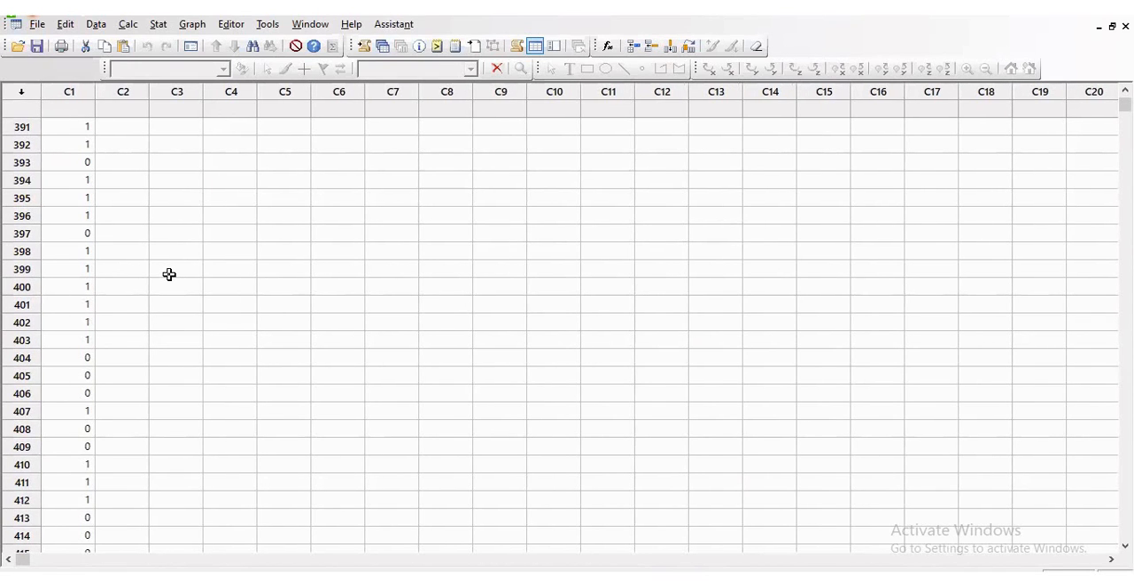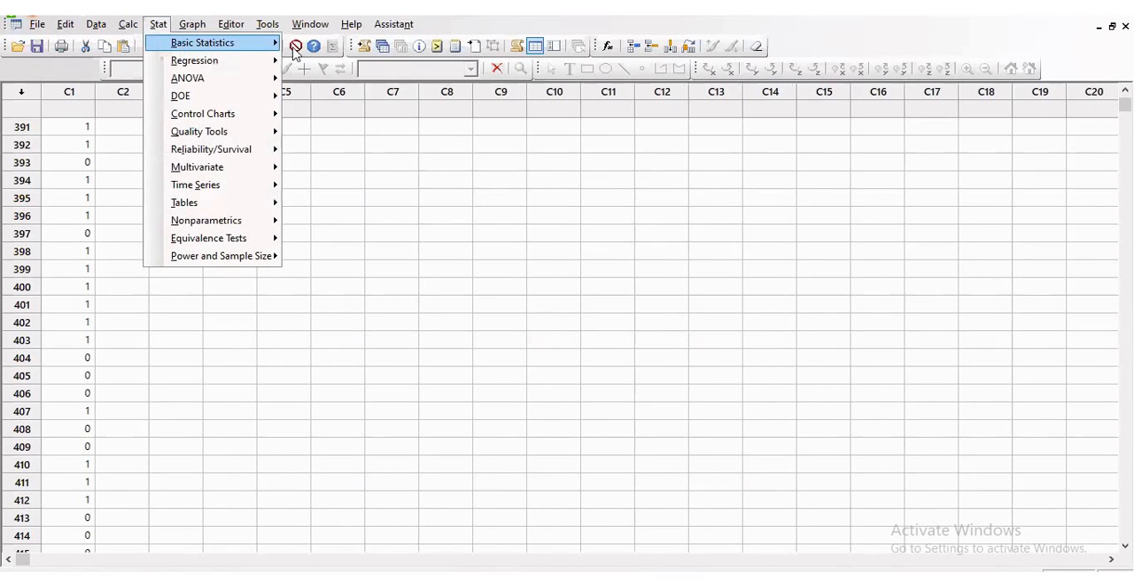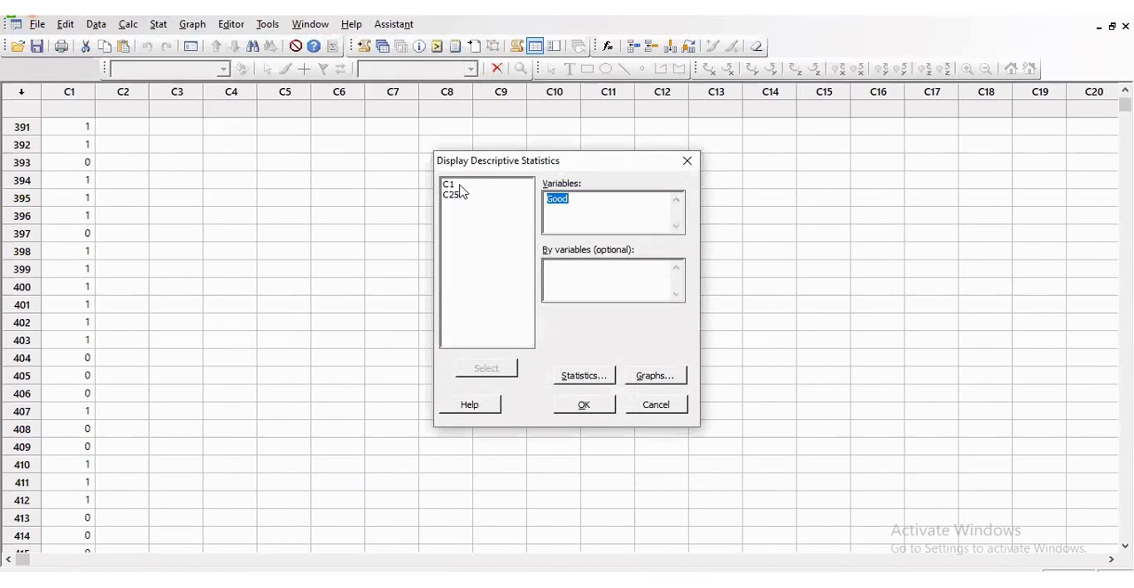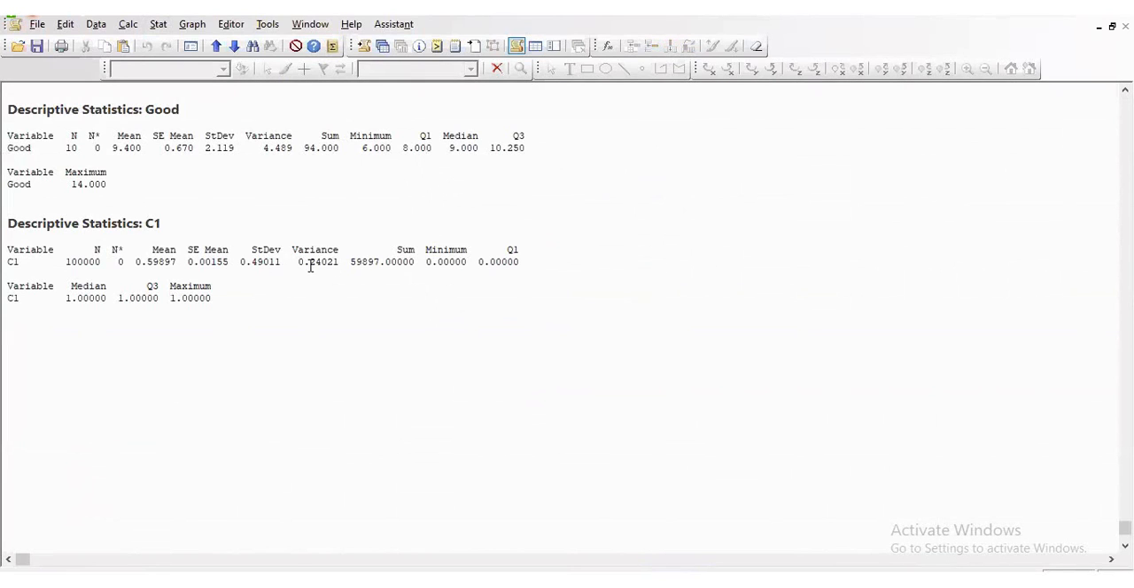So can I calculate the P from this? How am I going to calculate the P? Sum divided by total number. Sum of the total number of bolts. Yeah, it's not 10,000. I think 1 lakh, I believe. It's a 1 lakh.